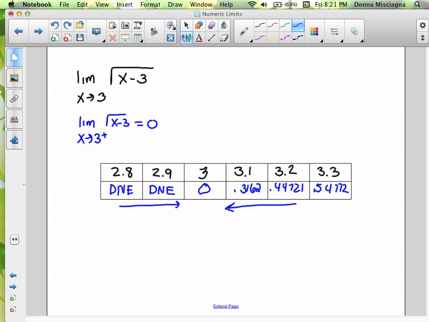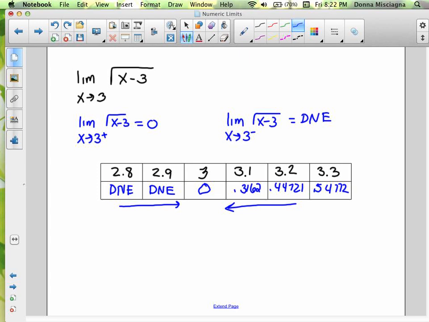anything on the left-hand side, I'm going to get not a number or domain error, right? The smallest number I can plug in is a 3, because after that, I'm taking the square root of a negative number, which does not exist. That's an imaginary number. And we're only dealing with real numbers. So the limit of the square root of x minus 3 as x approaches 3 from the negative side does not exist.